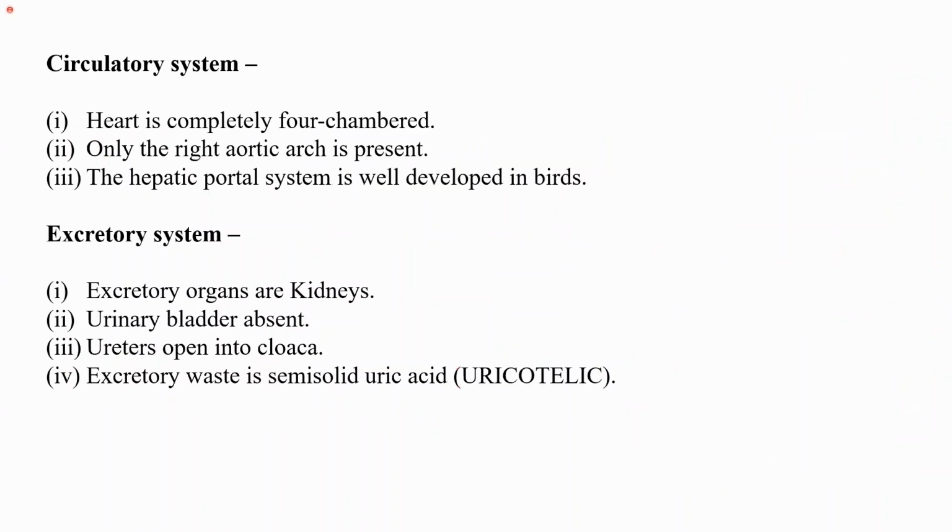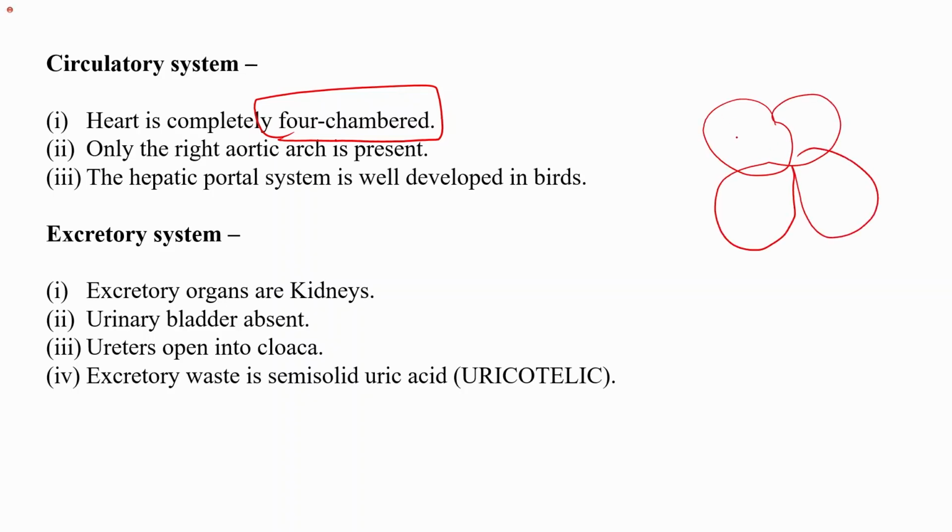Now, the circulatory system, as I have already shown, is a four-chambered circulatory system. So the heart is four-chambered. It has right atrium, right ventricle, left ventricle. Then this is connected to the lungs.